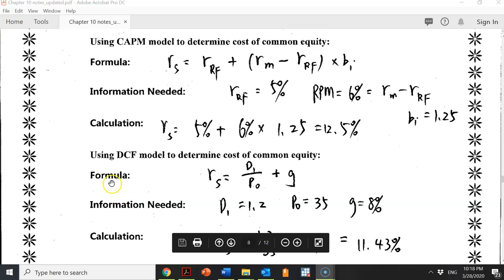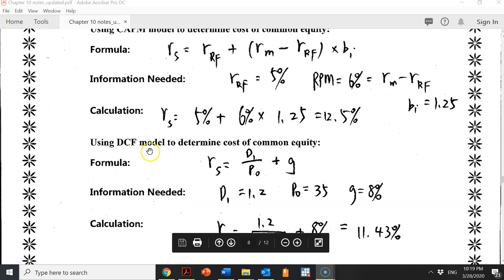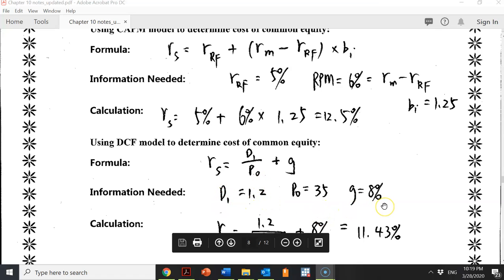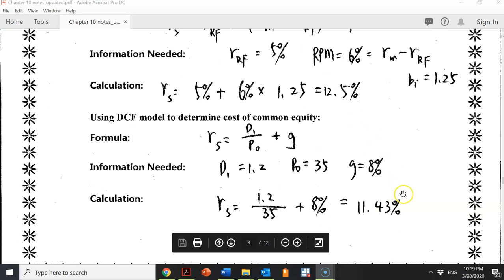For the second method, we can use the dividend discount model, constant growth model version, to determine cost of common equity. RS becomes D1 over P0 plus G. D1 is 1.2, P0 is 35, G is 8%, given by the question. So we can just plug the numbers in. We should get 11.43% as our cost of common equity.